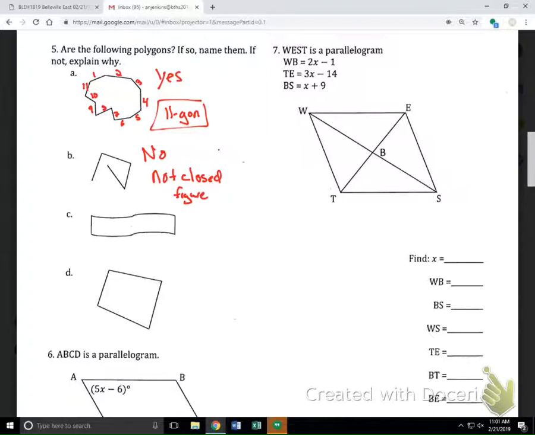Okay, our number C. No. Why do you know it's not? Yep, not segments. Okay, number D. Yes, we know this is. How many sides does it have? 4. What type of quadrilateral?